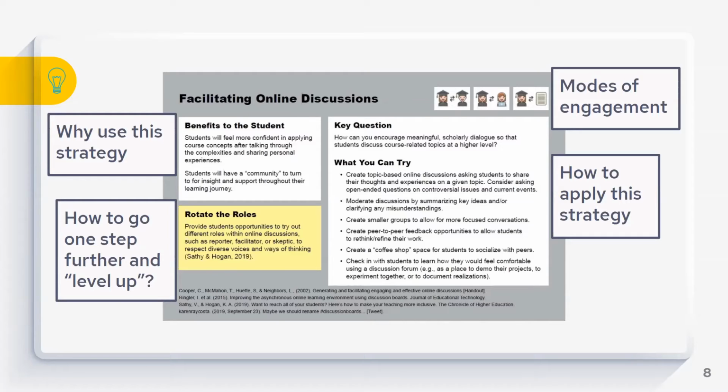In the top right corner of each card, you'll see little icons, and these represent the three main modes of student engagement: student to instructor, student to student, and student to content. Some of the content strategy cards encompass all three modes, and others are more focused on one or two of these modes of engagement.